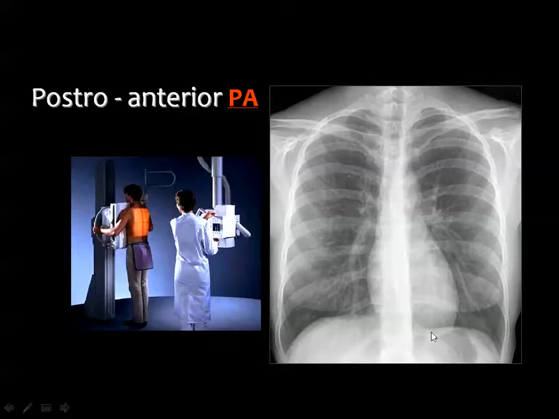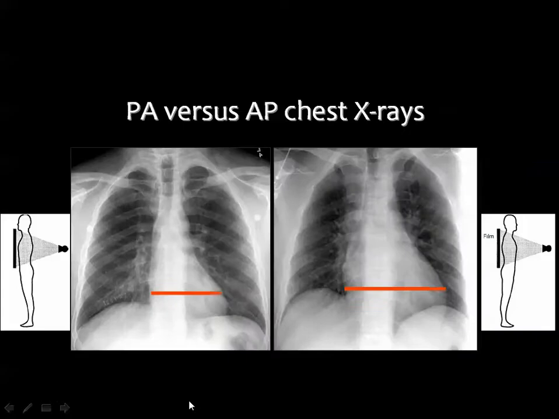And the PA view is the postero-anterior view, and most of the radiologists know that the x-ray is named according to the entrance of the x-ray beam through the human body. Then if the x-ray beam is entering from the back, this is postero-anterior. If the patient is facing the x-ray tube, this is an anteroposterior view. Then one may ask, what is the difference between both? And here is the difference. This is in the postero-anterior view, and this is an anteroposterior view.